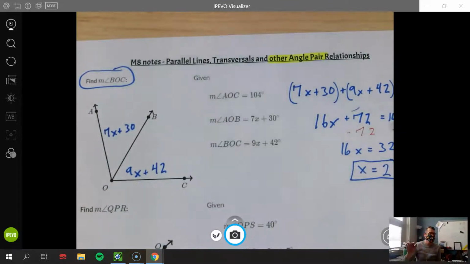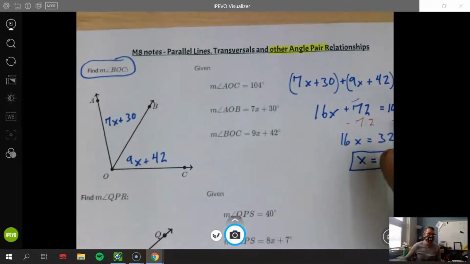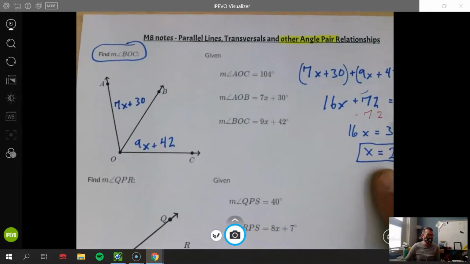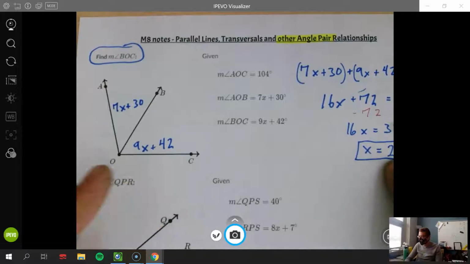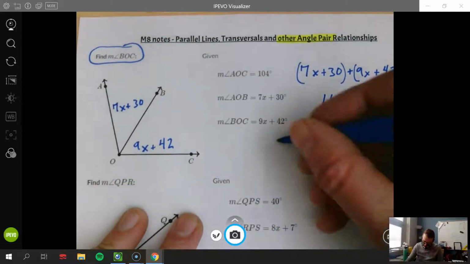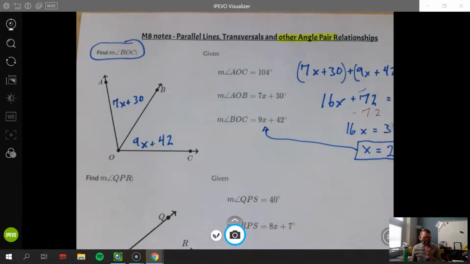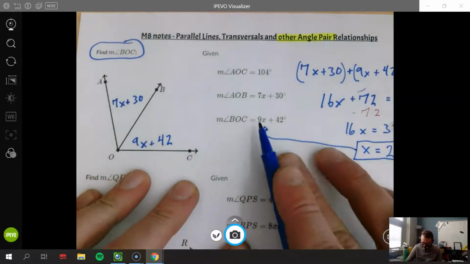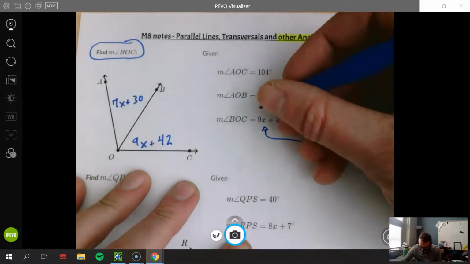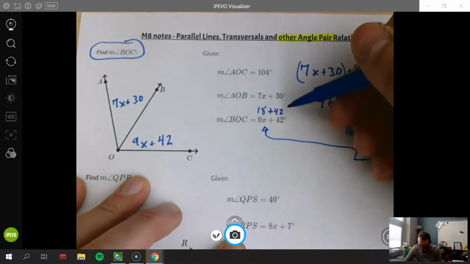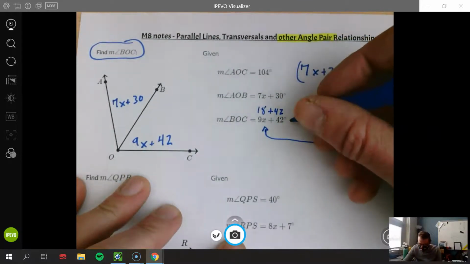That's when you slow down. So guys, I'm telling you now, when you get the value for x, take a breath, don't rush to the keyboard. Plug it into the angle that we're solving for. So for BOC, we're going to plug that into our expression or equation. We could really call it either here. What's 9 times 2? 18 plus 42, making BOC actually 60 degrees.